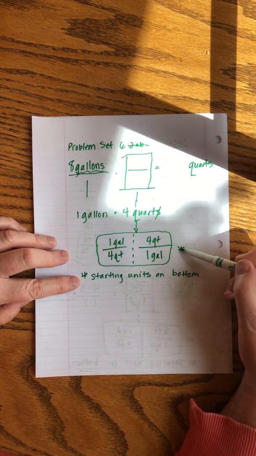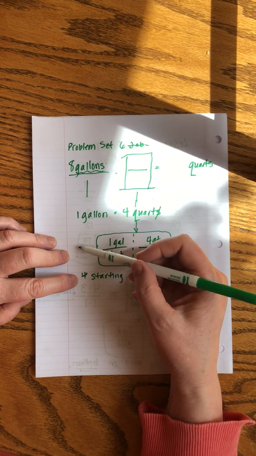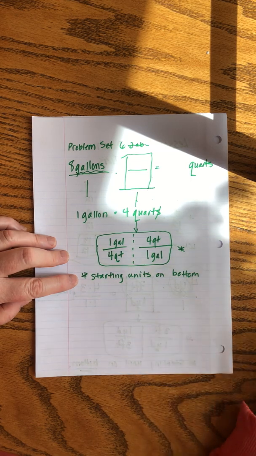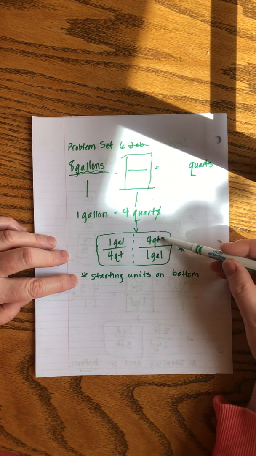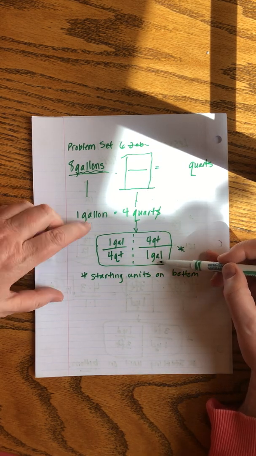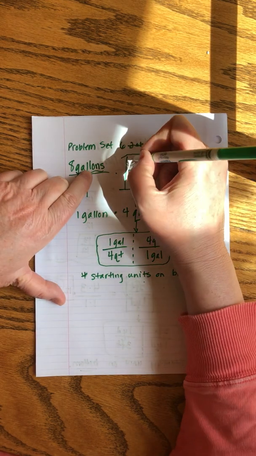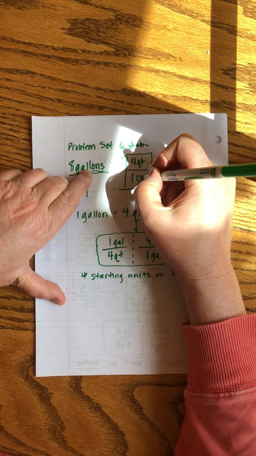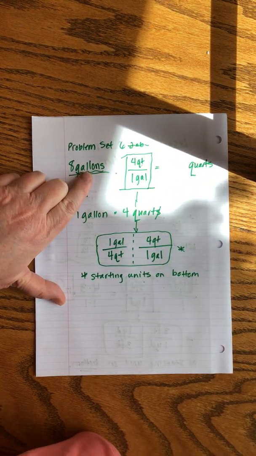Okay? So this one happens to be on the right. The last one happened to be on the left. It could be different if you wrote them down in a different order. None of that matters at all. Okay, this is the one we want because it's got gallons at the bottom and gallons is our starting unit. So I'm going to write here 4 quarts equals 1 gallon. Okay?